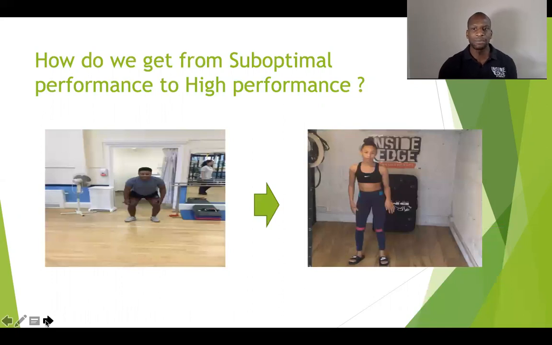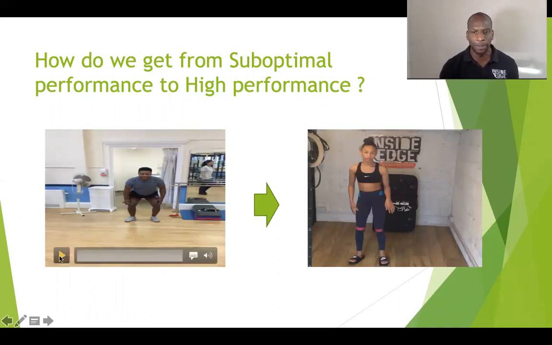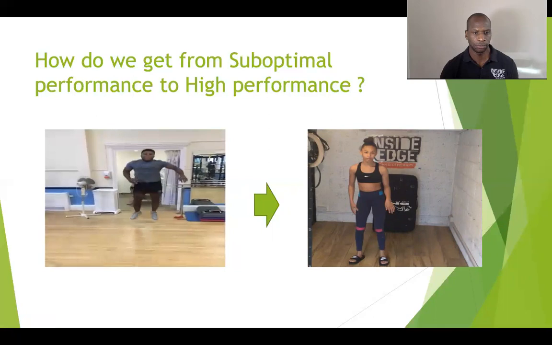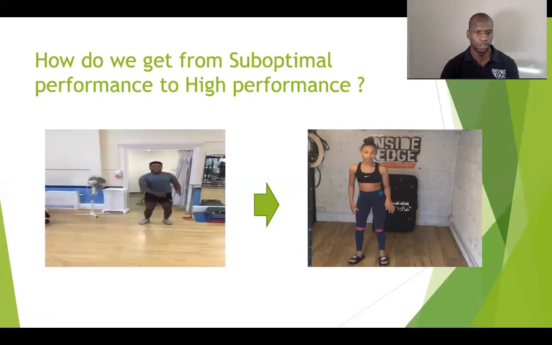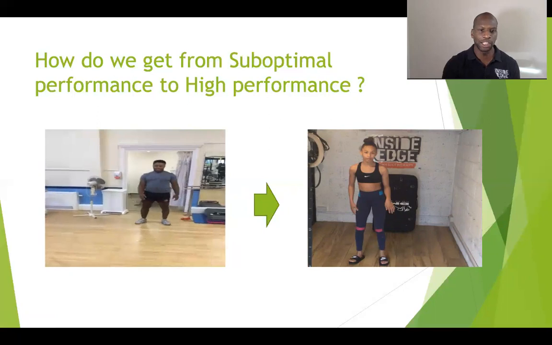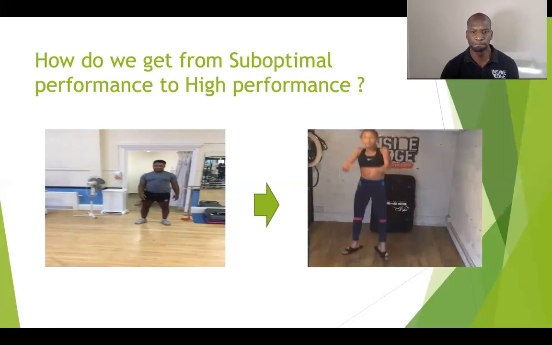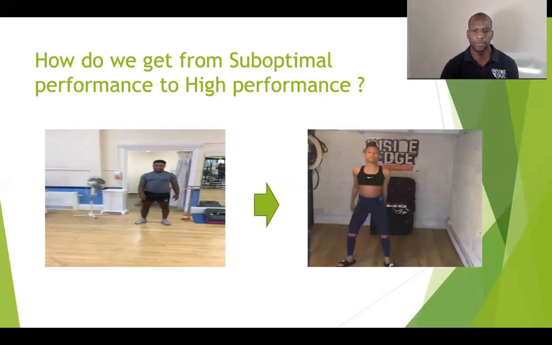So how do we move from suboptimal performance to one of high performance? Well, let's have a look at these two athletes. Both are jumping, both are doing a vertical jump. And you'll see that their landing technique is very, very different. So you see on the right side that knee goes into a valgus position when he lands. So this athlete's been cued externally. Very different landing technique.